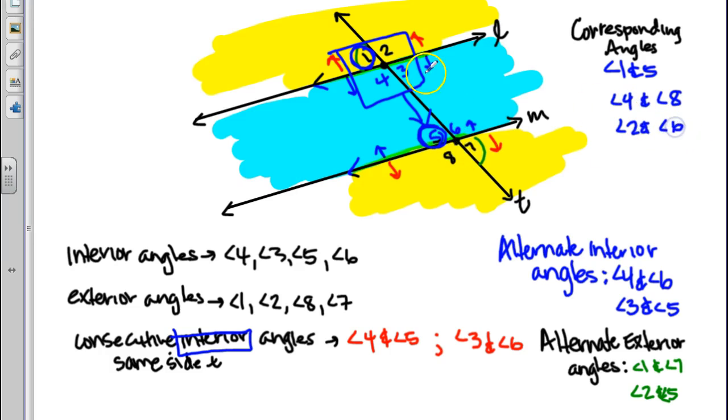Yes, angle 6. Good job. And then angle 3 and angle 7. All right, so corresponding angles. If I pick up a group of 4 and I plop it on the other group of 4, what angles would go together?